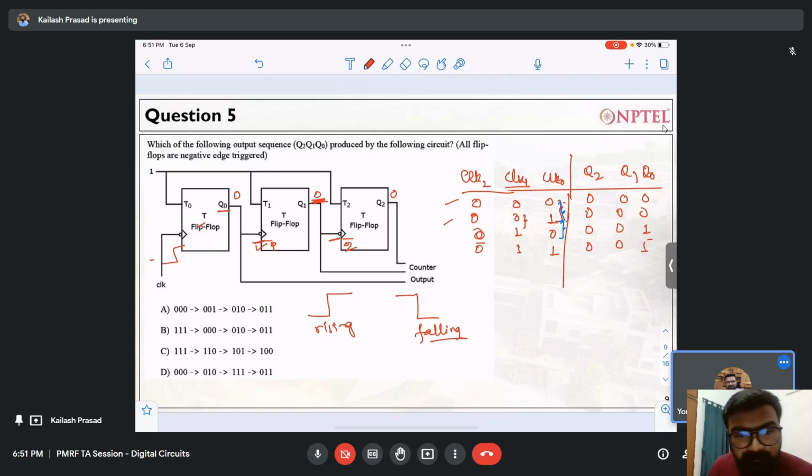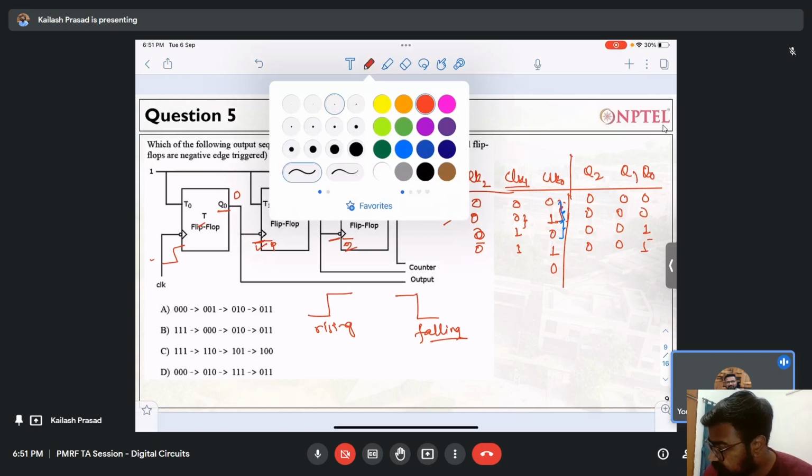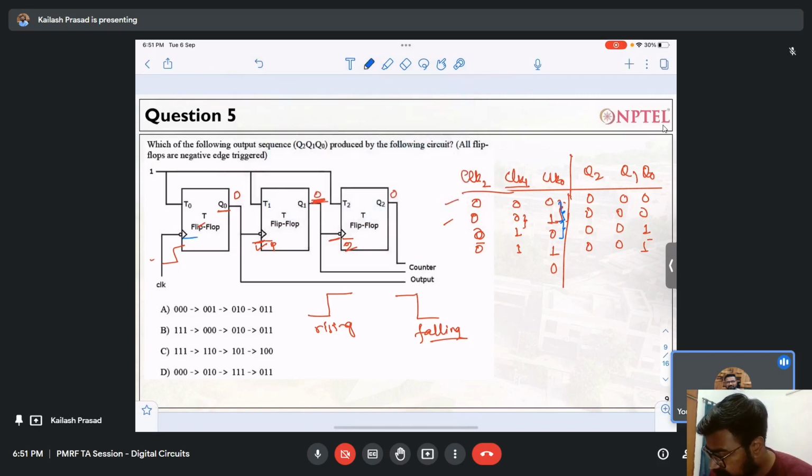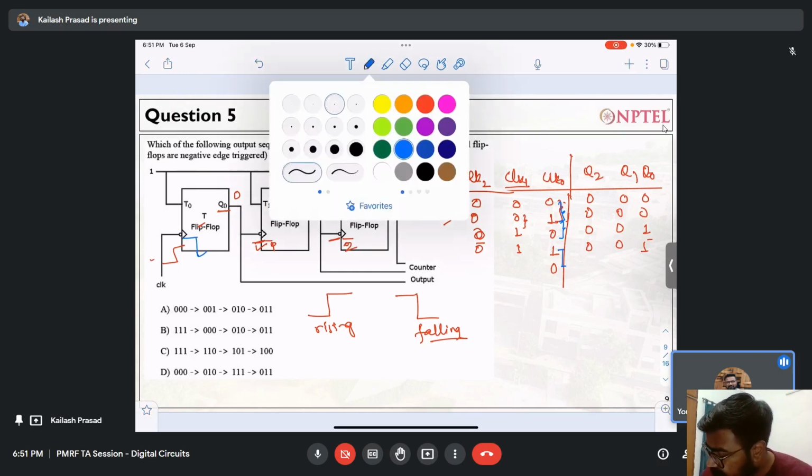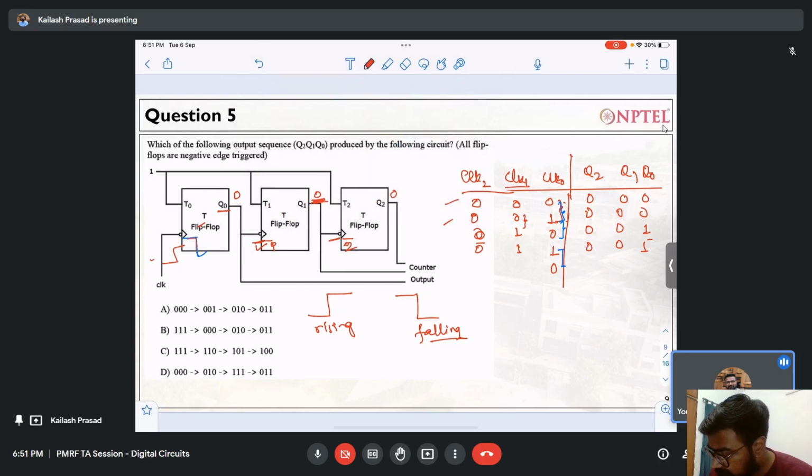Now again, if it goes to 0, it means there is a falling transition here, right? It is going from 1 to 0. So what will happen if it goes from 1 to 0? This value, you see, was 1 initially. It will flip to 0. If it is flipping to 0, Q0 has become 0. Yeah, Q0 will toggle.